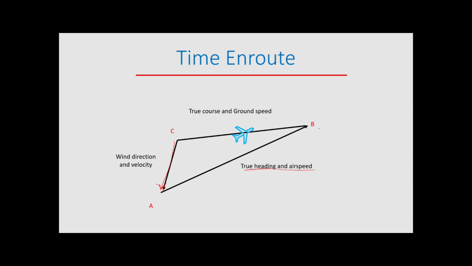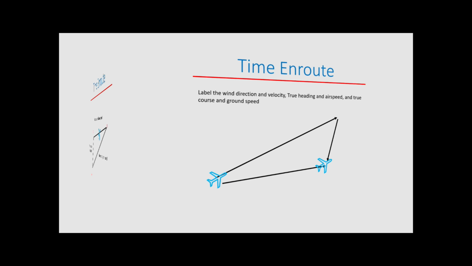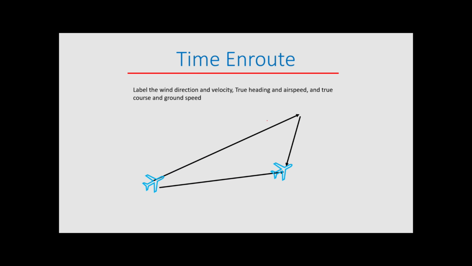Here's another way to look at it. So label the wind direction and velocity, the true heading and airspeed, and true course and ground speed. So this is what our nose is pointed at and what we want to fly. This is our wind, and this is what we're actually flying. So true heading and airspeed, wind direction and velocity, and the true course and ground speed.